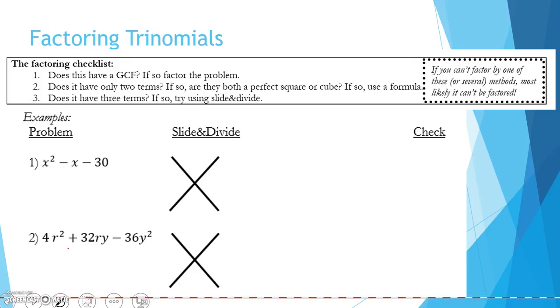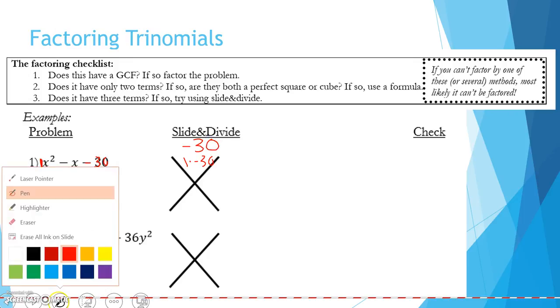So the first thing you check for is, is there a GCF? And in this problem, nothing goes into all three terms. So next I draw an X that's already drawn for you. What you do first is take the first number, which in this case is a 1 before that x squared, and multiply it by the last number, which is negative 30. So on the top, you put the first number times the last number. 1 times negative 30 is negative 30.